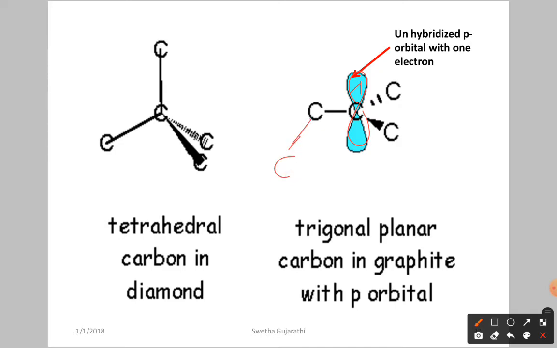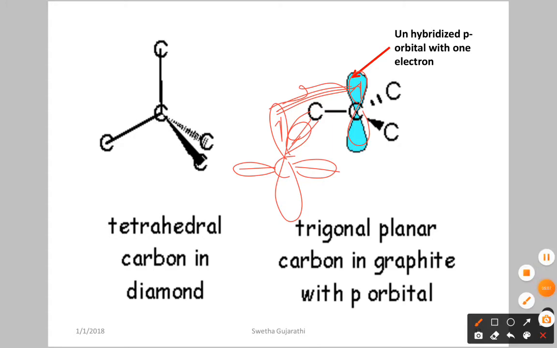Here we have the hybrid orbitals. They overlap together, and we have the one unhybridized orbital. So they form the pi bonds. As you know very well, a pi bond is a weak bond. So they are going to move under the influence of an electric field. Because of this reason, graphite is a good conductor of electricity.